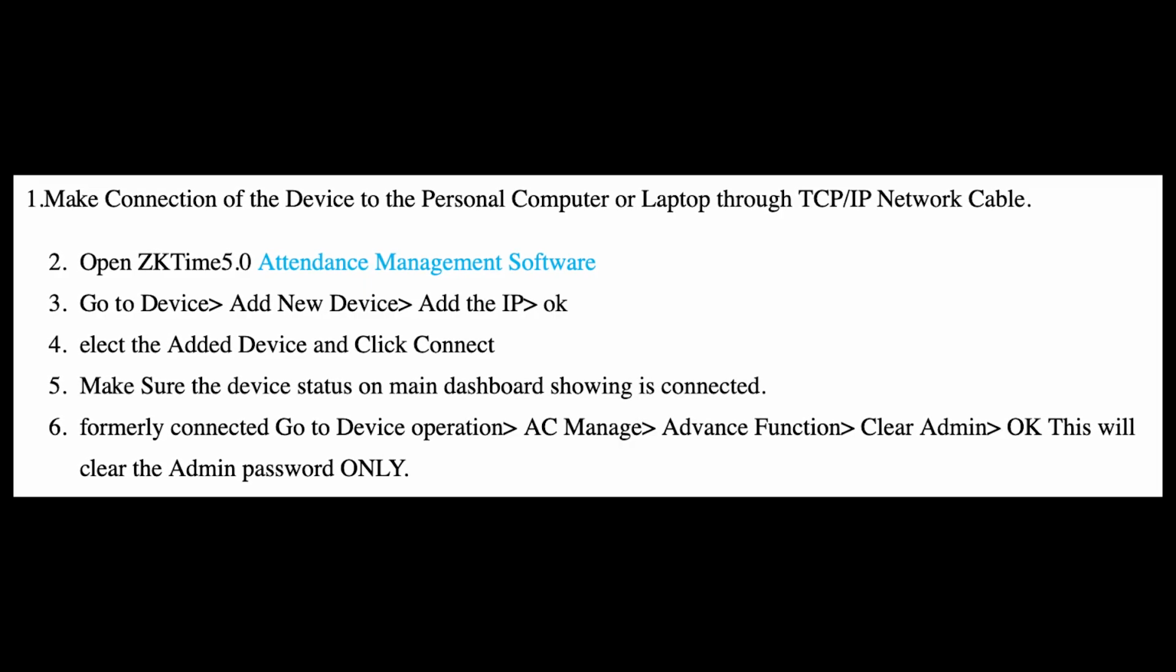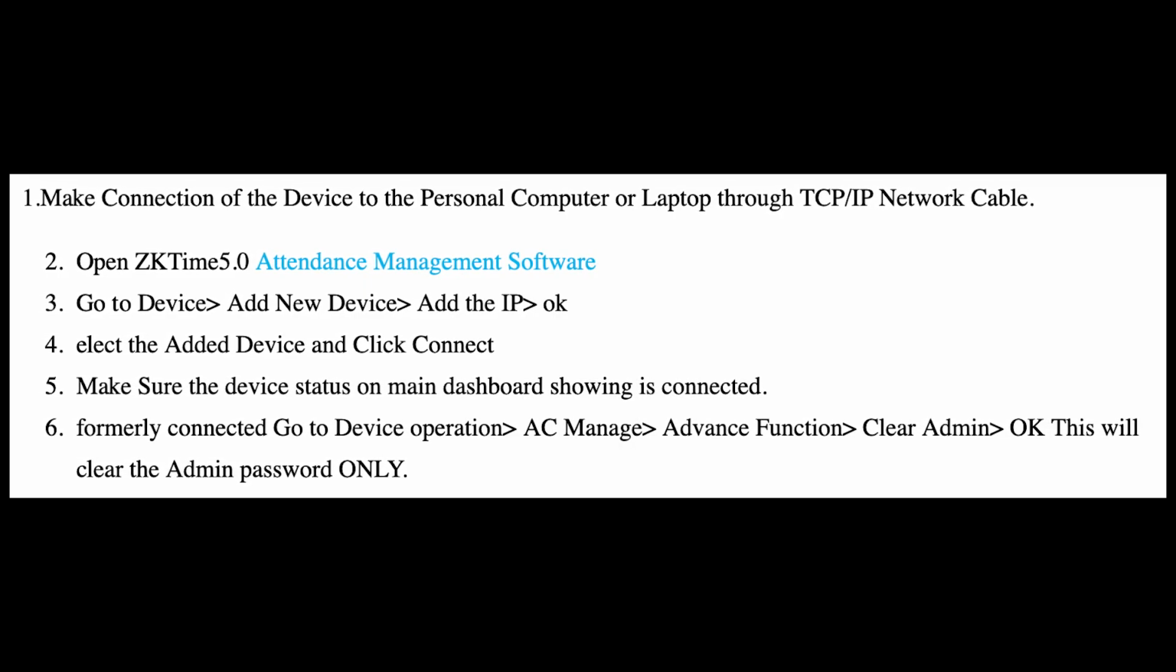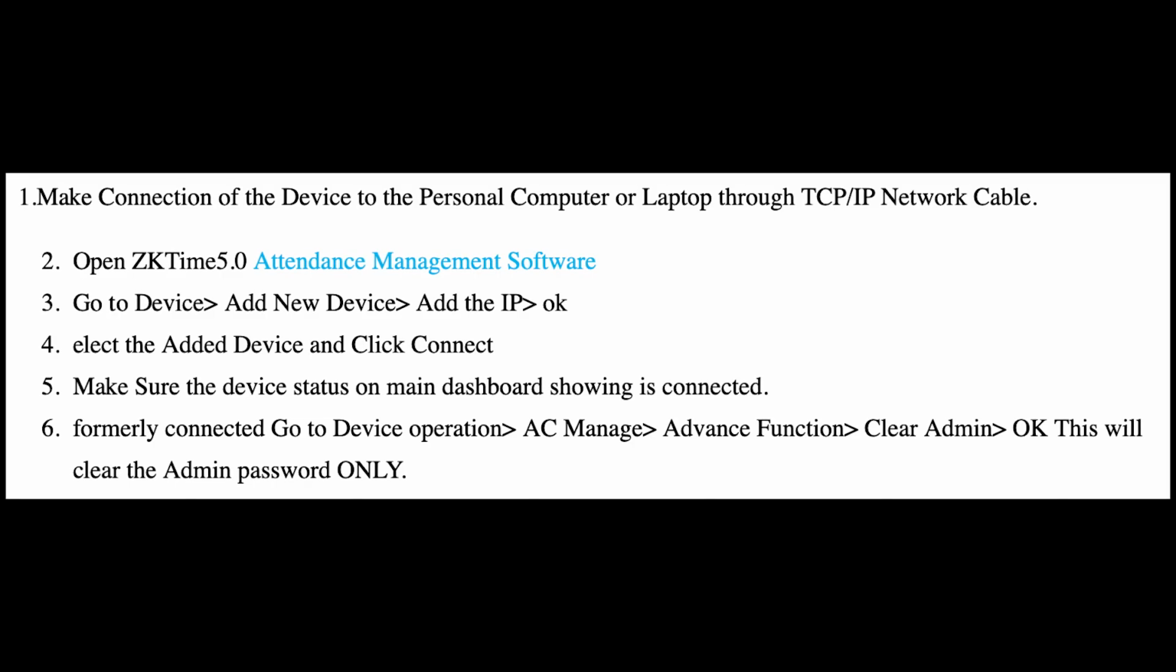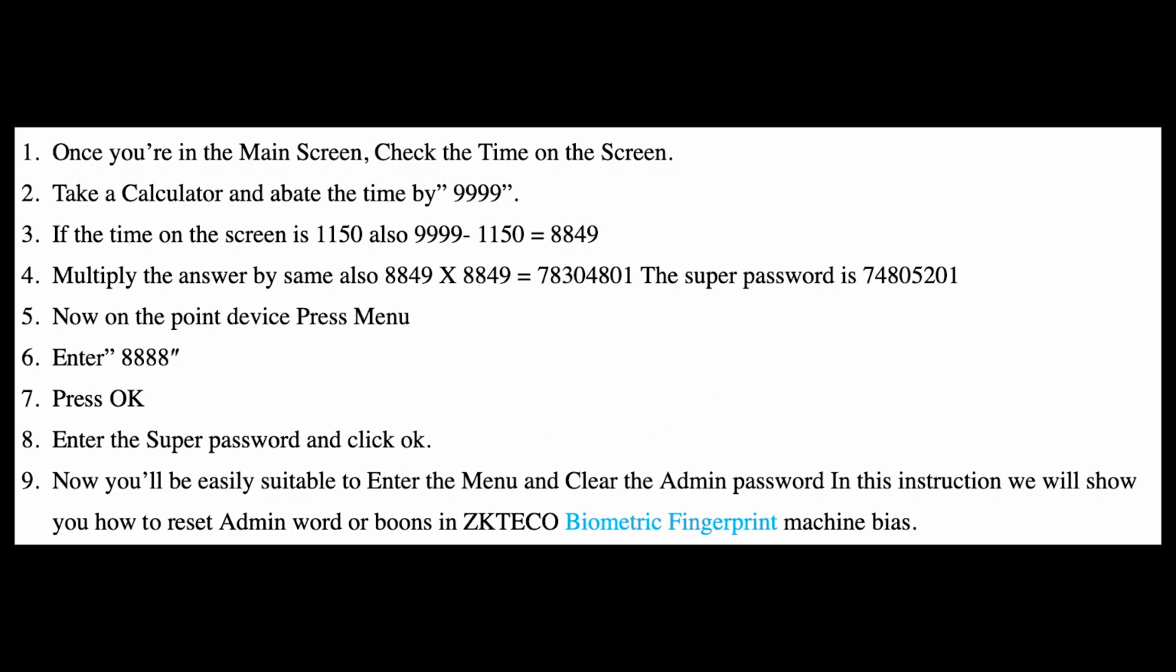If the device is standalone and not connected to software, check the model number on the back. Some older ZKTeco models allow a factory reset using a master reset code provided by ZKTeco support. This code is generated using the device serial number and current date, so it cannot be guessed or reused.